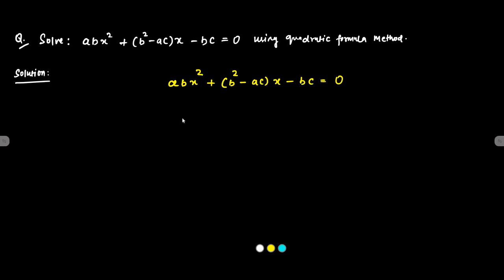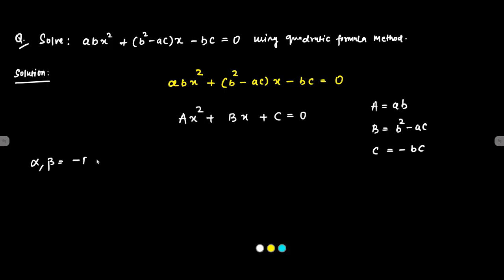Then we'll write the standard format of the quadratic equation, ax square plus bx plus c is equal to 0. On comparing these two, we have a is equal to ab, b is equal to b square minus ac, and c is equal to minus bc. Now using the quadratic formula, the roots of the quadratic equation, alpha, beta, are equal to minus b plus minus root over of b square minus 4ac, by 2a. Here b square minus 4ac is called the discriminant. So D is equal to b square minus 4ac. So let us calculate that first.